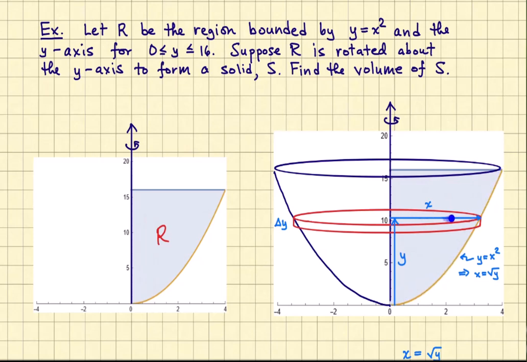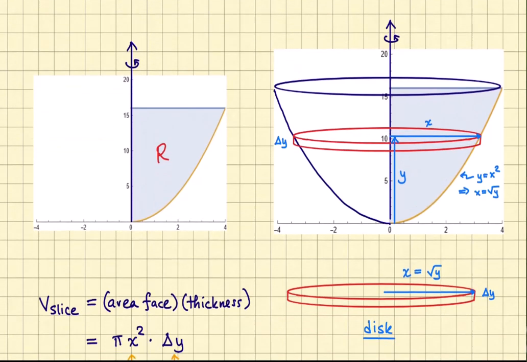So if I want to solve for x in terms of y, since this is the curve y equals x squared, I can just rearrange to get x is equal to the square root of y. Now I know that that x distance is the square root of this y distance. Okay, so let's put that to work for us.